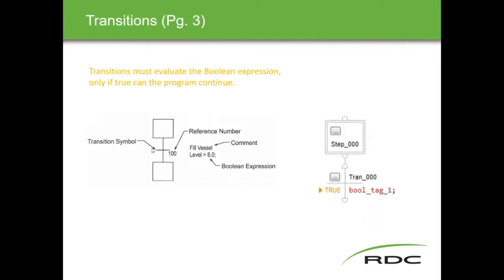Okay, second building block here is called a transition. Here's the transition symbol. It's a horizontal line. What transitions do is act as a qualifier that allows you to come from one step and go to the next step. Transitions have to evaluate a Boolean expression, and only if that expression is true can the program continue to the next step. So if we look at this one, transition 100 says the fill vessel level is greater than 6. If that becomes true, then we get to go on to the next step. If it is not true, we don't. It's pretty straightforward in that regard.